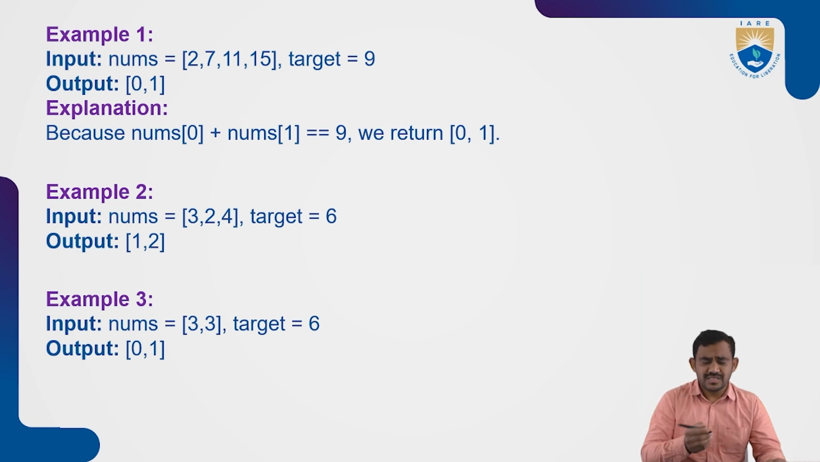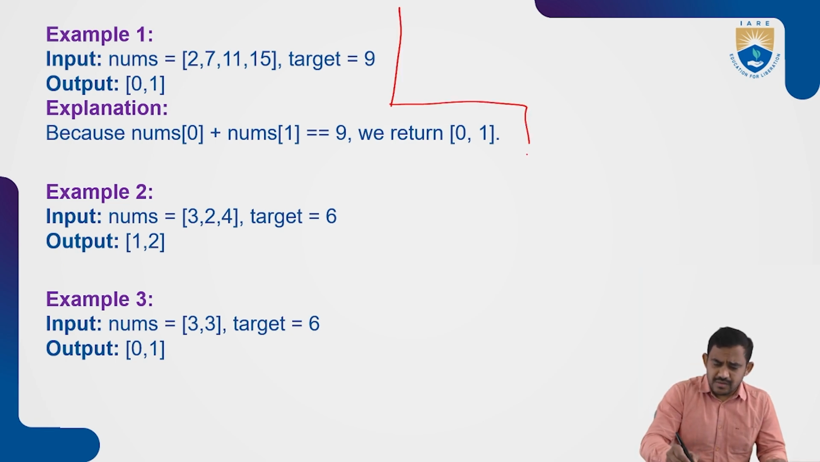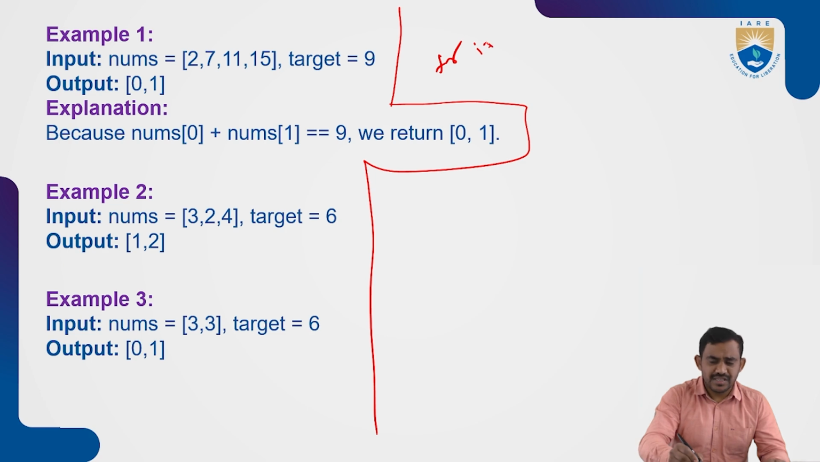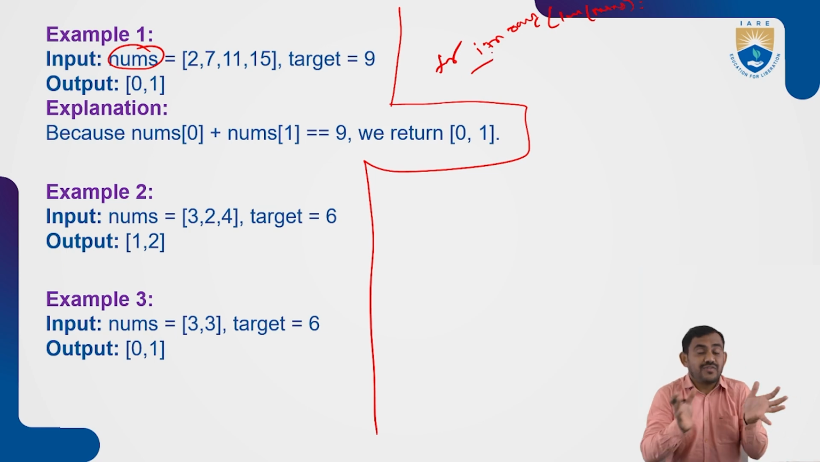In general we have a for loop, right? For i in range, in range length of your given number nums. So this is my i. So why this for loop?